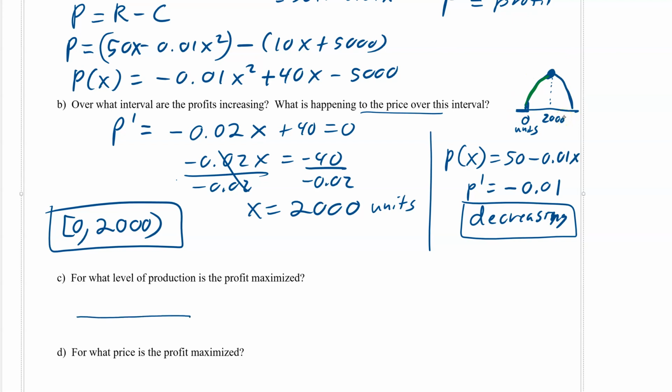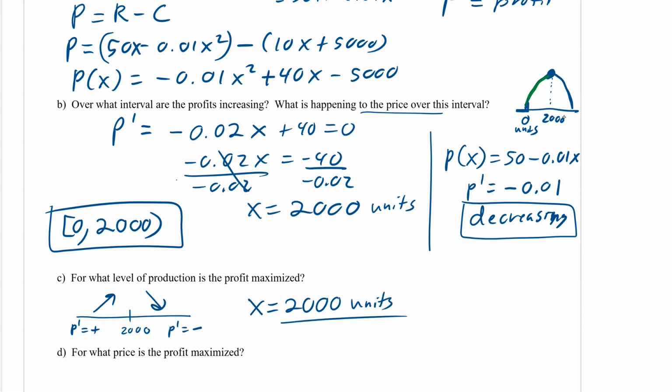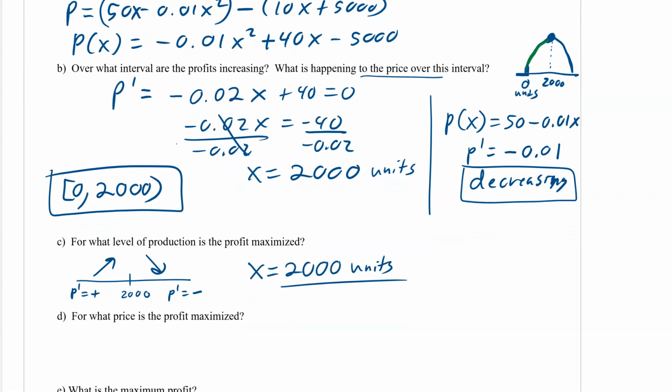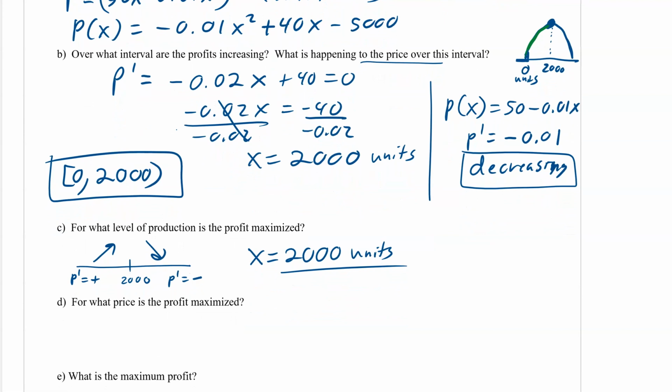But if we did our little table and we put 2,000, we would know that P prime here is positive and P prime here is negative, giving us this shape. So it's a max. So for what level of production is the profit maximized? At x equals 2,000 units. So what it's asking is, how many units do you need to sell to maximize profit? 2,000 units.